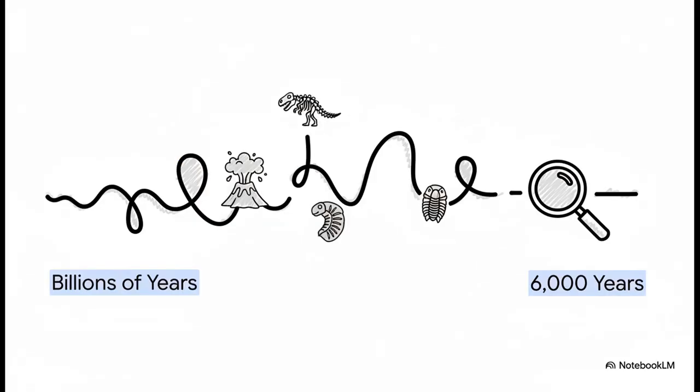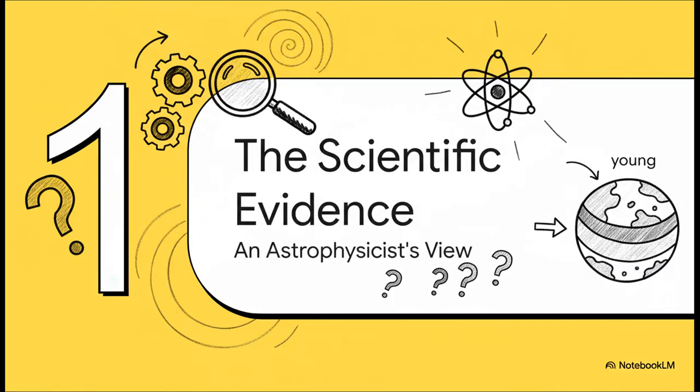Now, just so we can all grasp the scale of what we're talking about, take a look at these two timelines. On one side, you have the conventional view, billions of years. On the other, the view we're exploring, roughly 6,000 years. The difference is just staggering, and it really sets the stage for the arguments we're about to dive into. Okay, let's get right into it, starting with the scientific evidence.